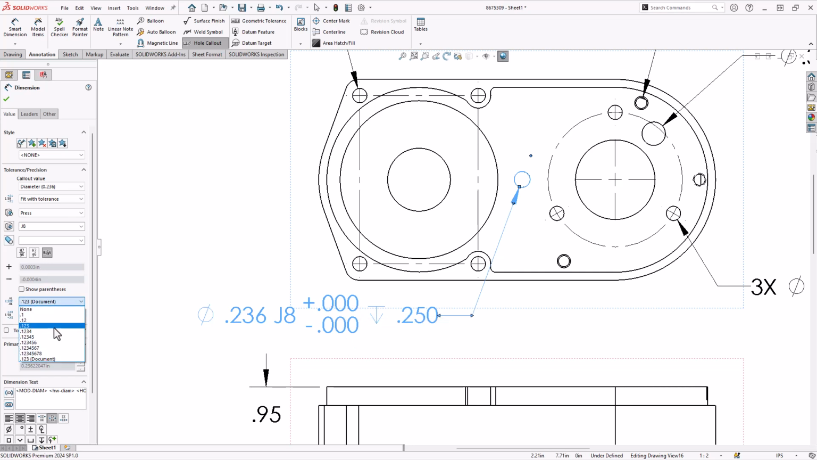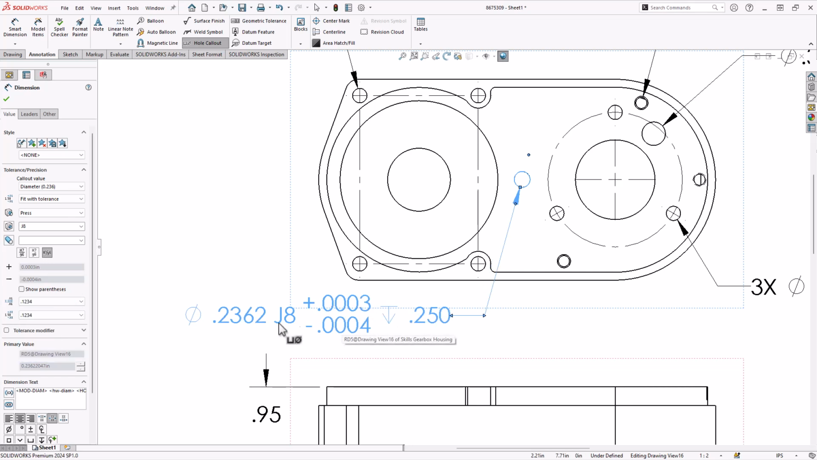Obviously, my tolerances are not tight enough to be able to even visualize what the value is. All right, so we're 2362 J8 plus 3 minus 4 tenths. The plus 3 minus 4 tenths is the evaluation of a J8 fit for this size of hole.